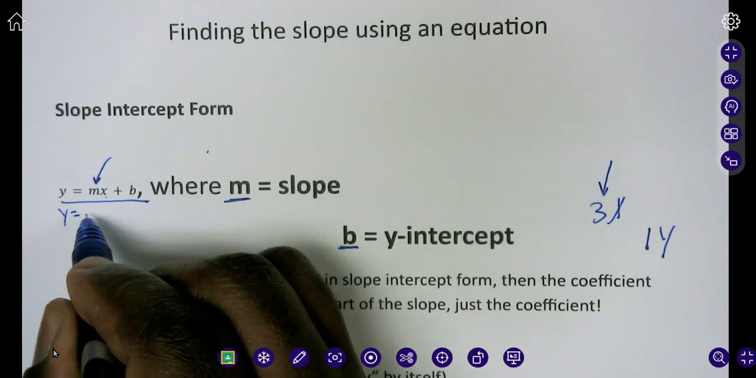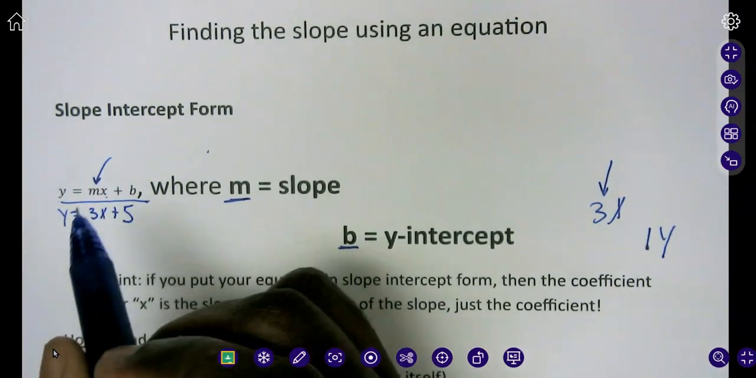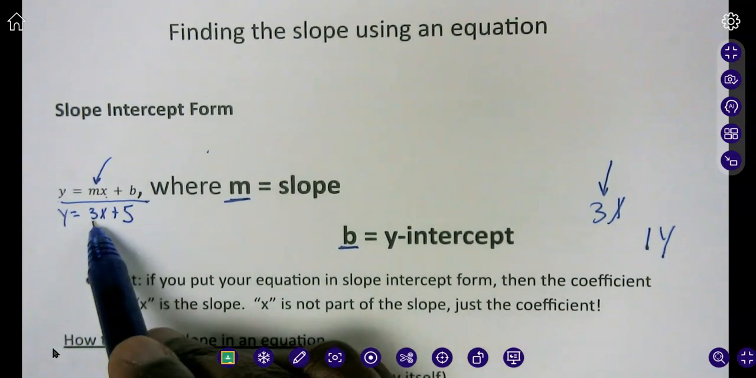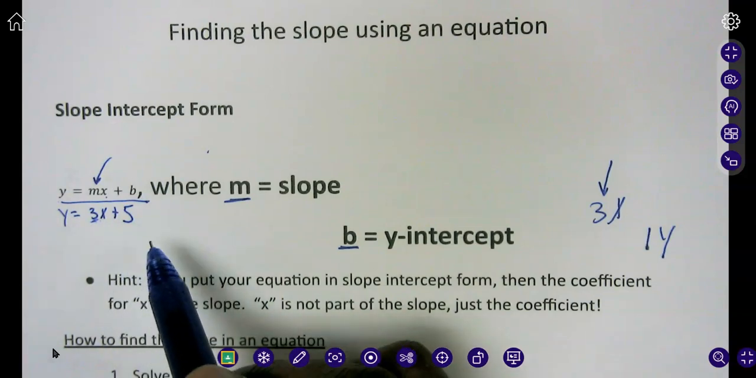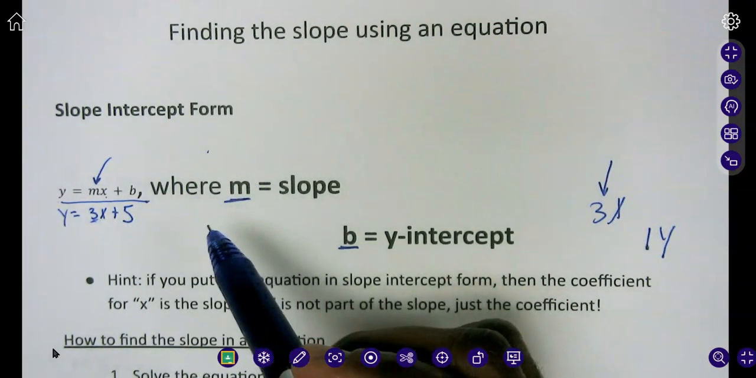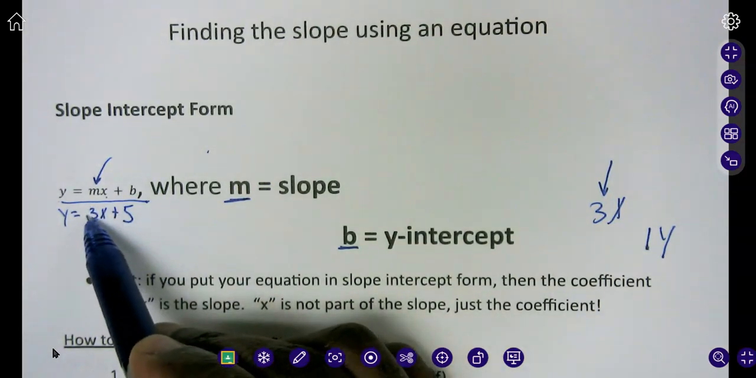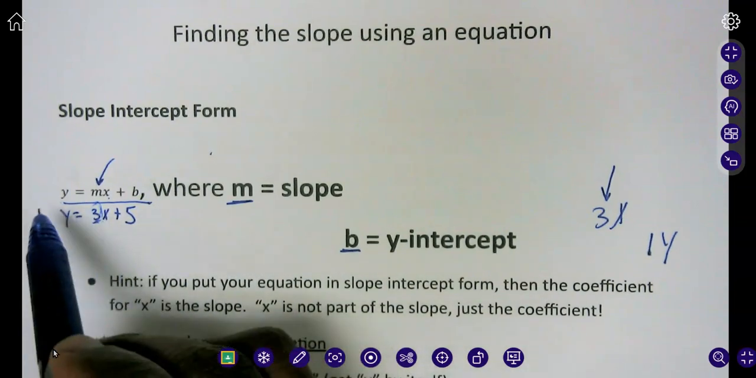An example would be this. I'm just making up. The slope here is 3, not 3x. The slope is just 3. And my y-intercept is 5. Now, today we really focused on finding the slope here. And that is the number in front of the x once it is in this form.